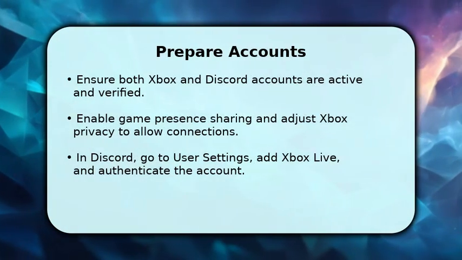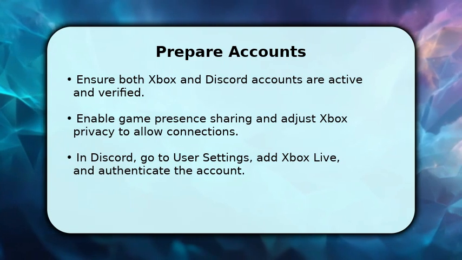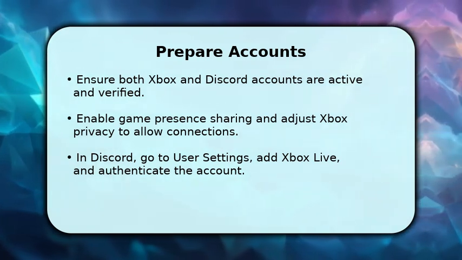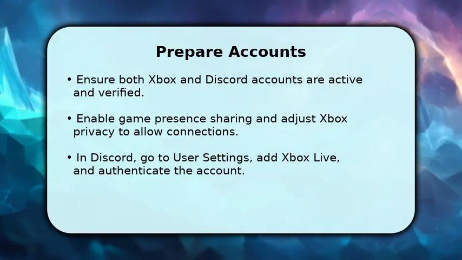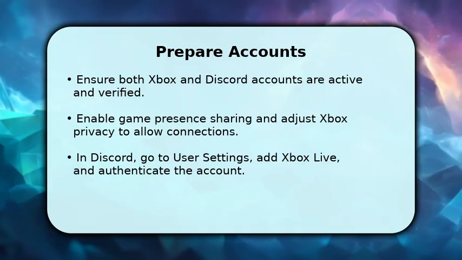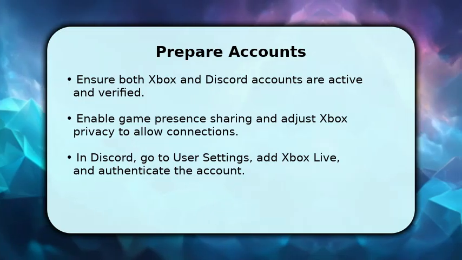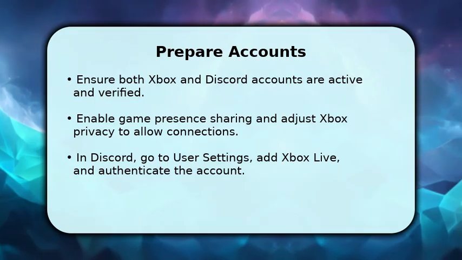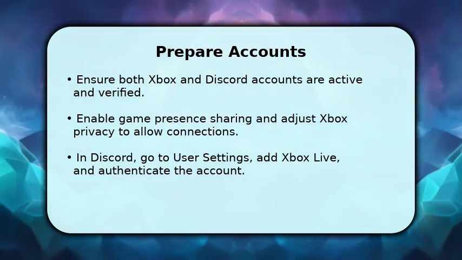Make sure your Xbox and Discord accounts are active and use the same email when possible to simplify linking, then enable two-step verification if prompted. On Xbox, enable game presence sharing so Discord can display your activity, and select the right privacy settings to allow connections. In Discord, go to User Settings, Connections and add Xbox Live, then authenticate and pick what status details to display. Finally, restart both apps to apply changes.